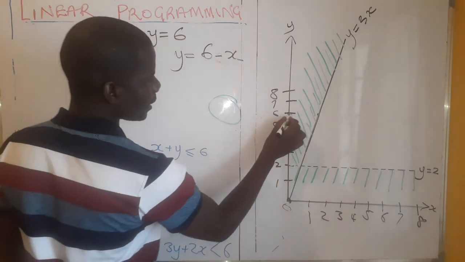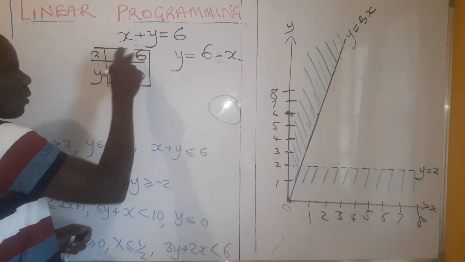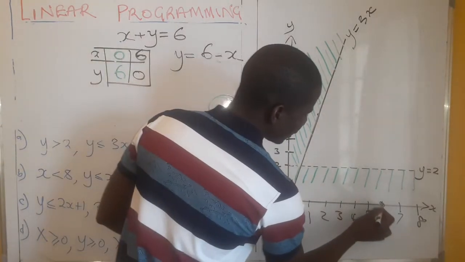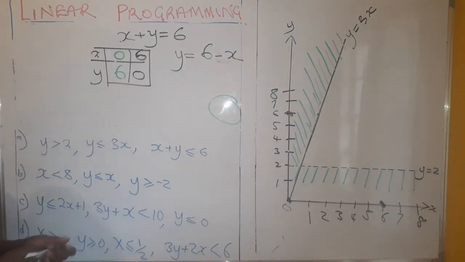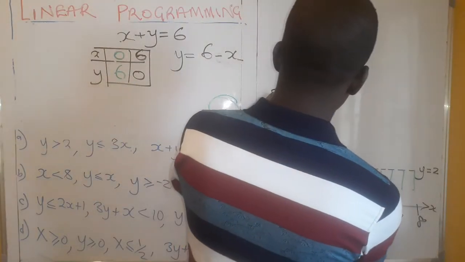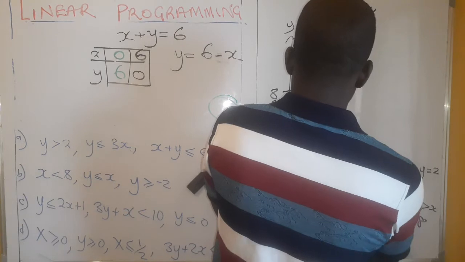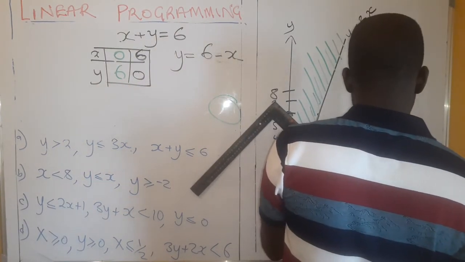0,6 is this point here. Then the other one is 6,0. 6,0 is that point there. So we need to join these 2 points again.